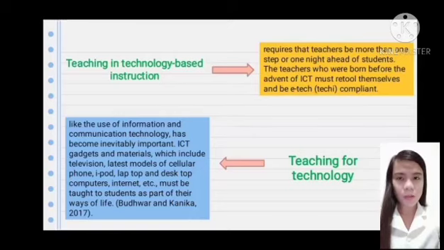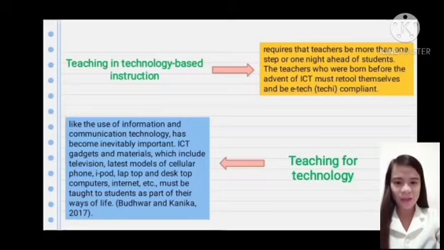Teaching for technology. Like the use of information and communication technology has become inevitably important, ICT gadgets and materials, which include television, latest model of cellular phone, iPod, laptop, and desktop computers, internet, etc., must be taught to students as part of their ways of life, according to Boudoir and Kanika 2007.